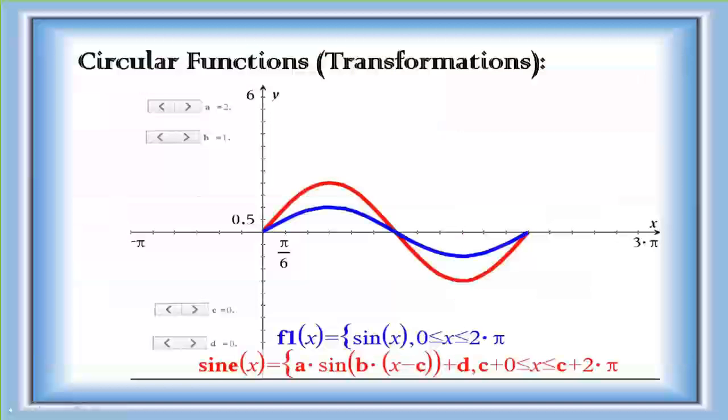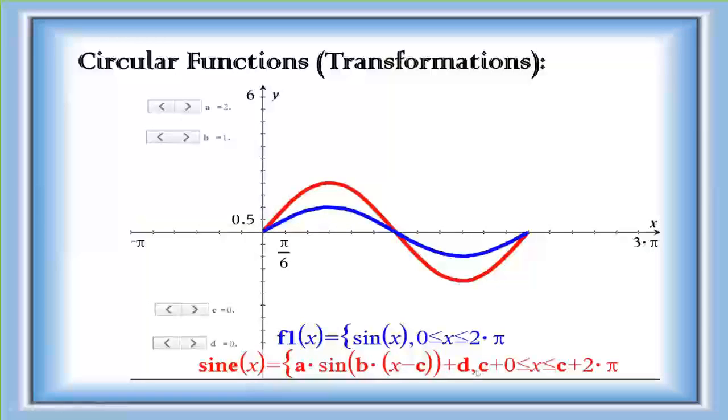I'll go to the last bit, that is circular functions, and we're going to look at transformations. So the blue one is my base function, which is sine x, and I have defined it in the domain of 0 to 2 pi. And the red one, I have defined it with sliders, which is a times sine b. So b is going to be the dilation from y-axis, which also determines the period. C is the horizontal translation, d is the vertical translation.